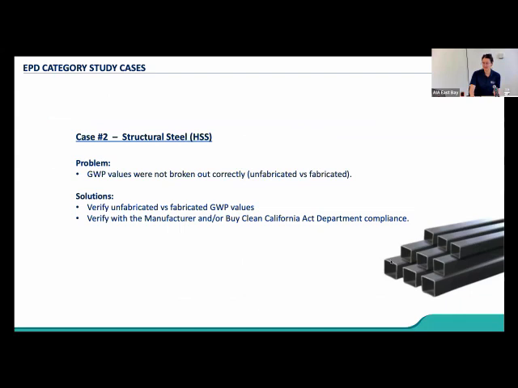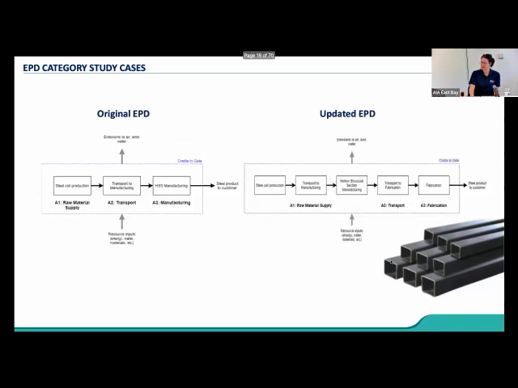The problem that we encountered on the project that we were working on most recently was that the boundaries for the global warming potential and how that was counted were not broken out correctly between unfabricated and fabricated values. So flipping ahead to what exactly I'm talking about, the original EPD that was provided, all EPDs generally spell out how you account for carbon within the EPD production process. Now, the challenge that we encountered for this specific product was that they had assumed that the raw material supply, in other words, the A1 function, included steel coil production, transport to manufacturing, and HSS.